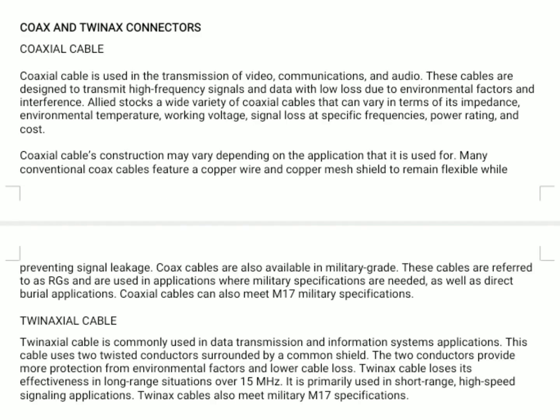Coax and Twinax connectors. Coaxial cable is used for the transmission of video, communications, and audio. These cables are designed to transmit high-frequency signals and data with low loss due to environmental factors and interference. Allied stocks a wide variety of coaxial cables that can vary in terms of impedance, environmental temperature, working voltage, signal loss at specific frequencies, power rating, and cost.